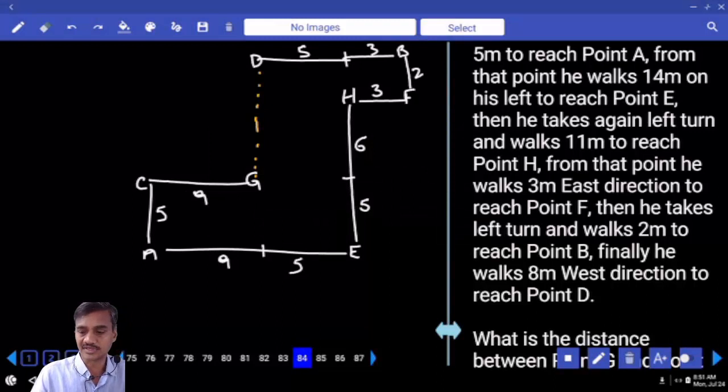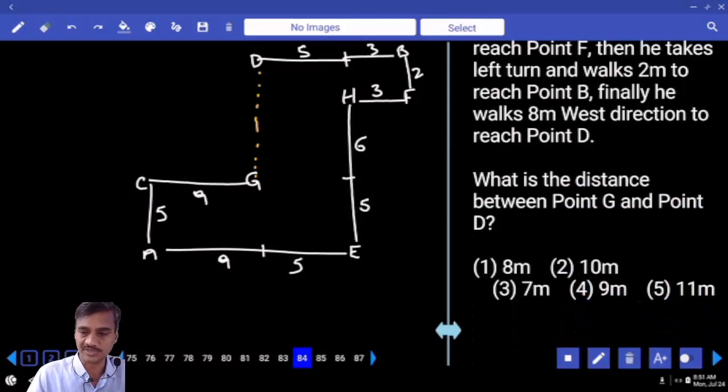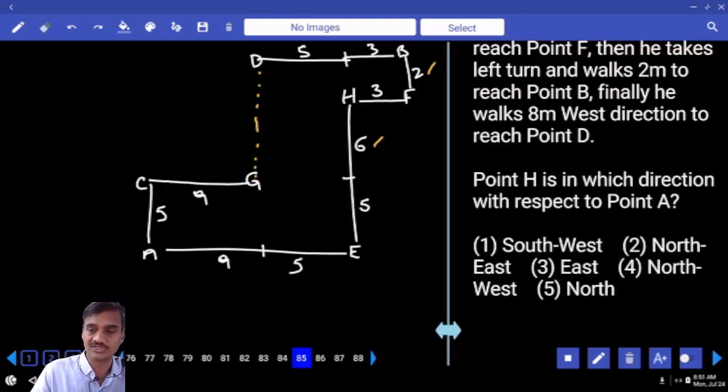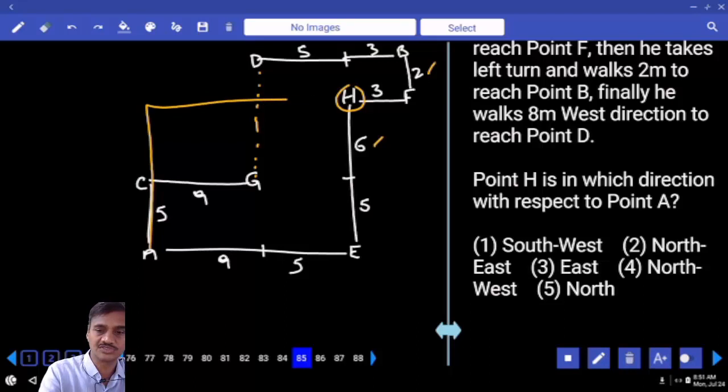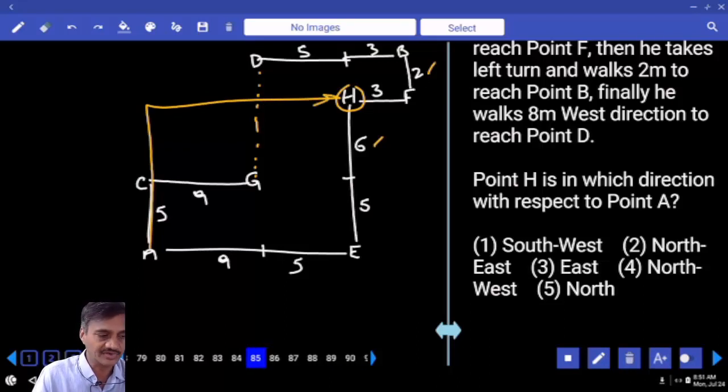Then coming to question number 84, what is the distance between G and D? Now the distance between G and D is 6 plus 2, how much? 8 meters, so choice 1. Then next one 85, and H is in which direction with respect to A? In order to reach the H from A, first we need to go towards north and towards east. North and east, northeast, that is the choice.